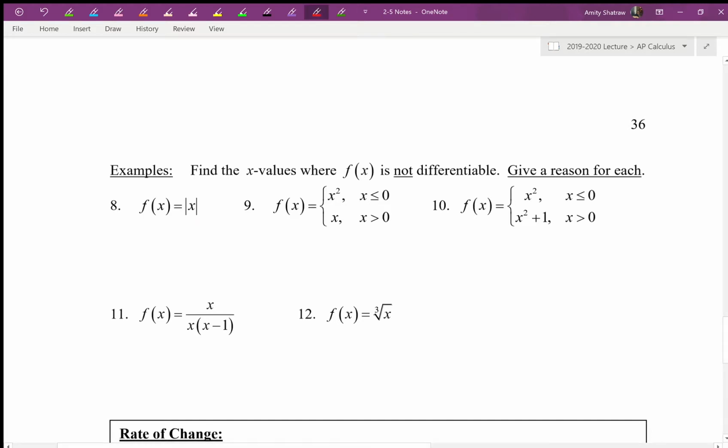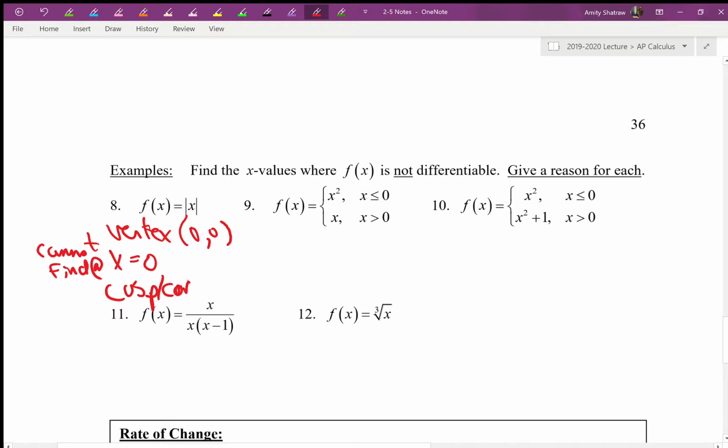So I'm going to turn then and look right at this first problem on page 36 and say, hey, that's absolute value. I know the vertex of the basic absolute value is at 0, 0. So if I'm trying to tell you where you can't find a derivative, I would say we can't find one when x equals 0. The reason why is I would call it a cusp, or a corner, and I've also seen people call it a sharp turn.